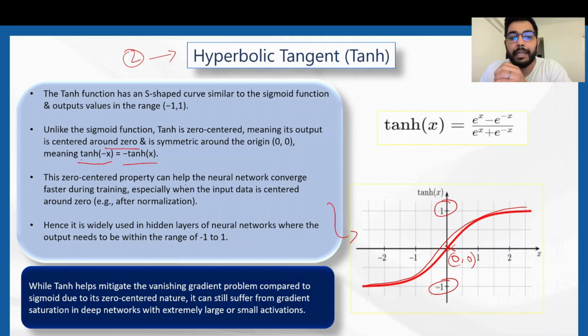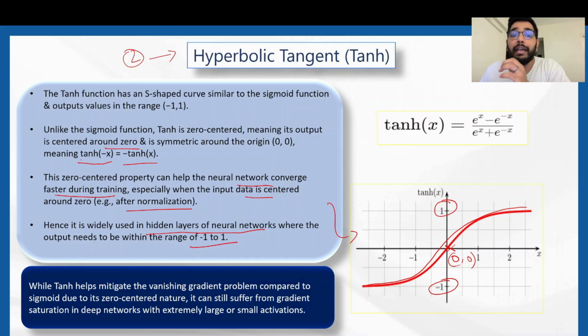This zero centered property can help the neural network converge faster during training, meaning if we use tanh as an activation function, the learning of the model, that is converging to the minimum loss, happens faster as compared to the sigmoid function, especially when the input data is also centered around 0 or normalized. Hence, this function is widely used in the hidden layers of the neural network, where we need the output to be normalized in the range of -1 to +1.